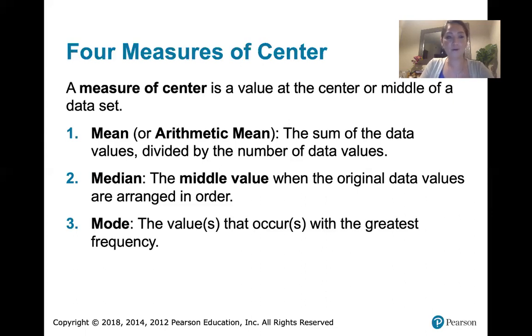And then we have the mode. This is a great measure of center, especially with categorical data. This is the value that occurs with the greatest frequency.